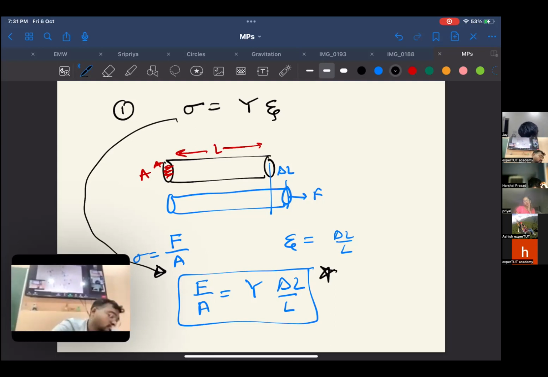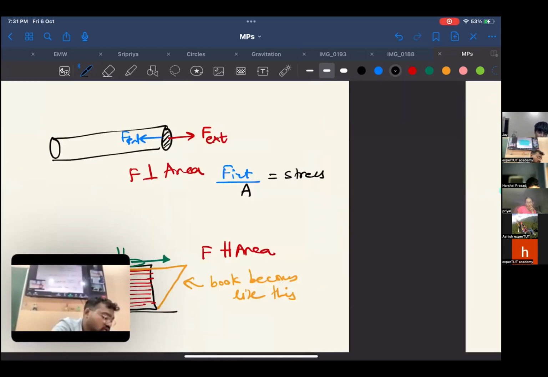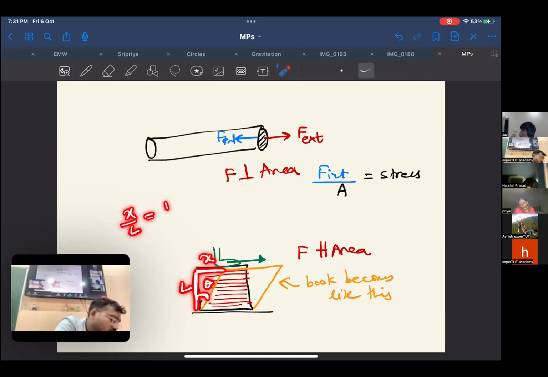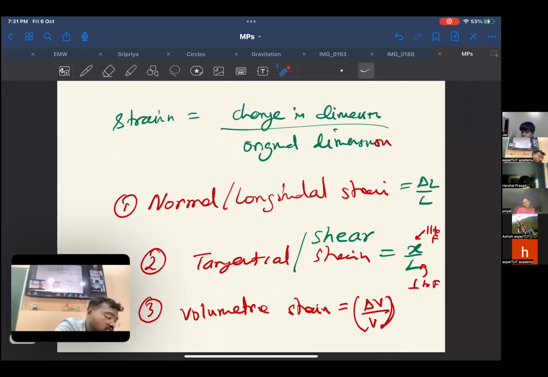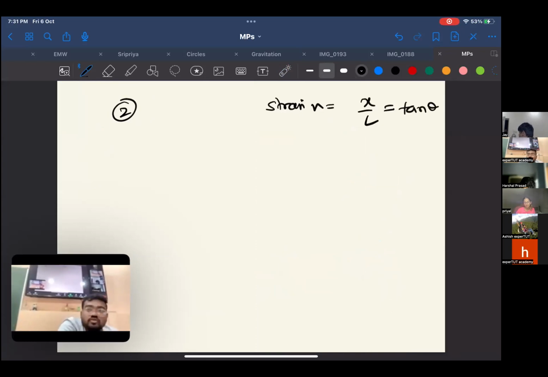Next, if you have the second one, what was it? Second, come here, it had shear, right? Look at the diagram carefully. The shear strain was x by L, no? And if this is theta, x by L is also equal to tan theta. So x by L is tan theta. You understand this, right? So I'll use this ahead. So the strain in the case of second is easy. Strain is what? It is x by L, equal to tan theta. Yes or no? Okay.